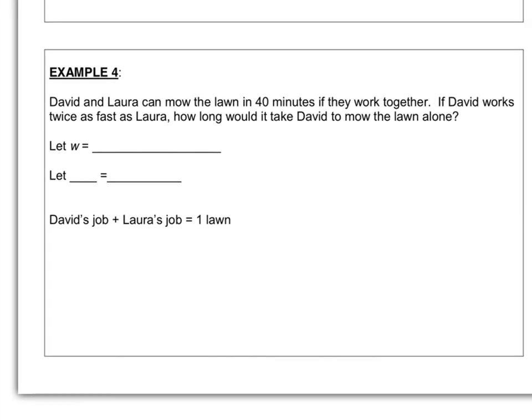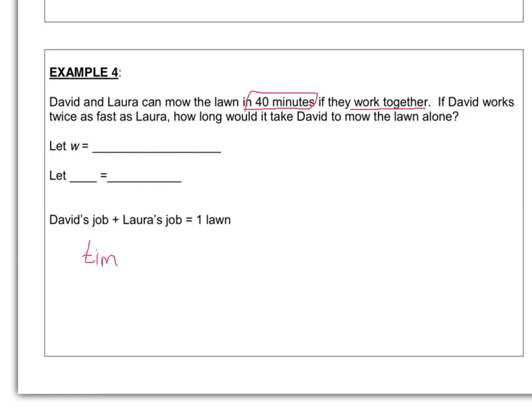So now I'll be working on example 4. David and Laura can mow the lawn in 40 minutes. So together they can do it in 40 minutes if they work together. So let's write down the rule.